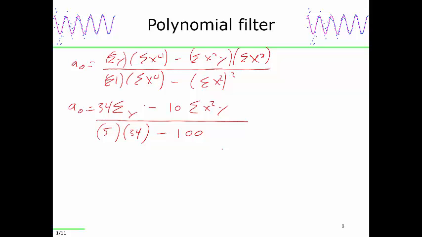The only thing I can pull out is a factor of 2 instead of a factor of 5. So if we pull out a factor of 2, this becomes 5 times 34 is 170. It becomes 170 minus 100, so we'll end up with 70 in the denominator. If I divide both the numerator and denominator by 2, I'll end up with 35 in the denominator, and then the 34 becomes 17 summation of y minus 5 summation of x squared y.